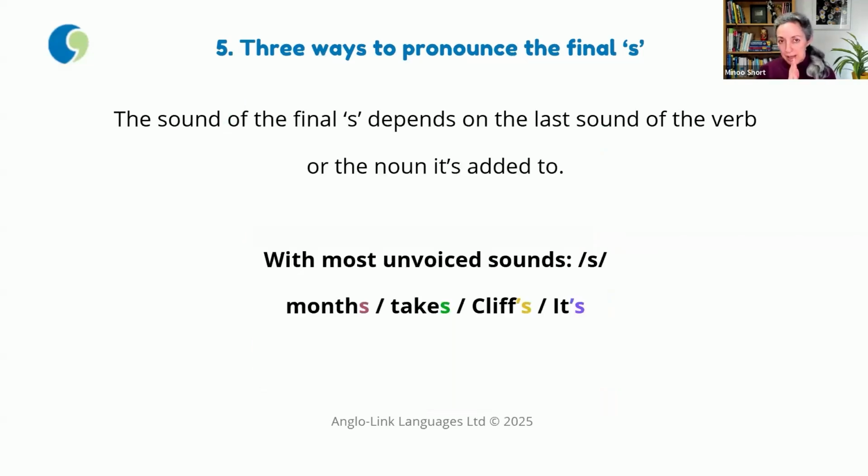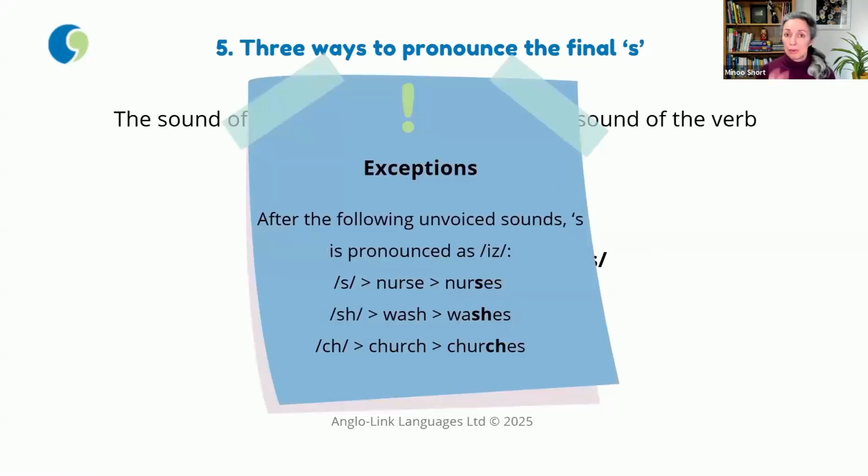Now, if your last sound is an unvoiced sound, for example, F or K, then the sound of the letter S is also unvoiced. S, months, takes, cliffs, it's. Except three sounds, and these are the sounds S, Sh, and Ch. So nurse is nurses. We now pronounce the E. Wash, washes. Church, churches.